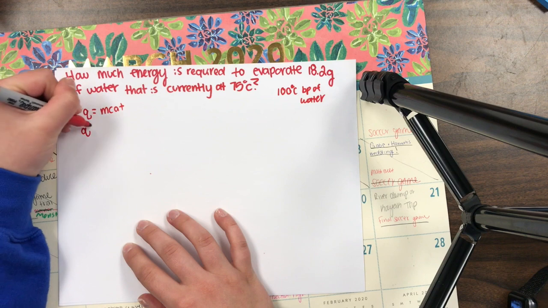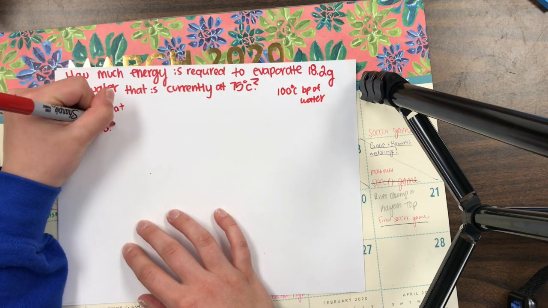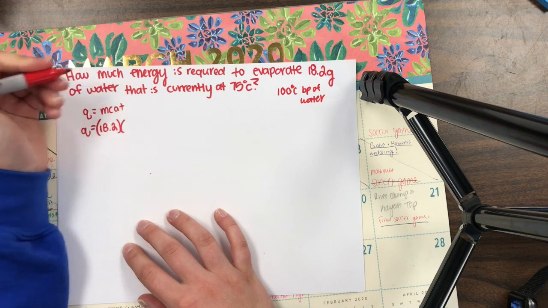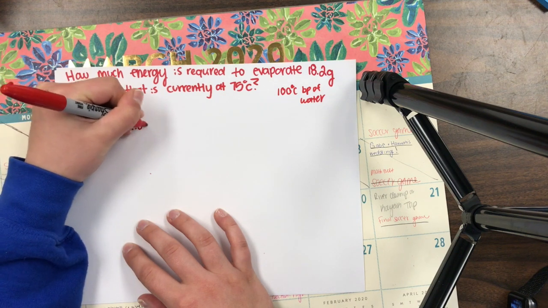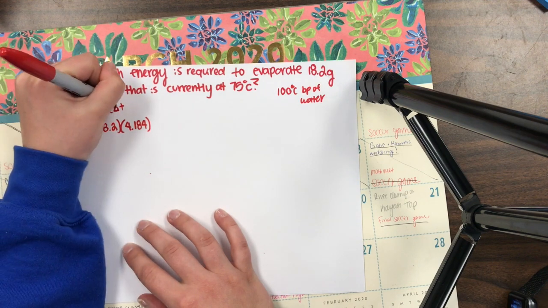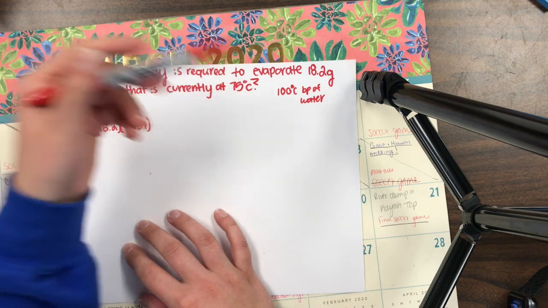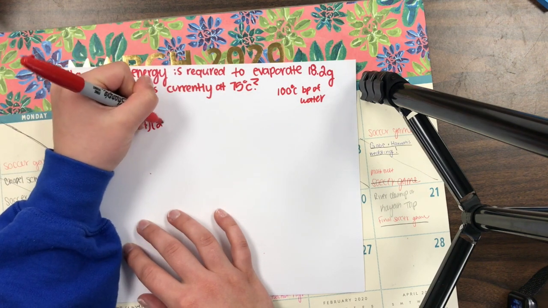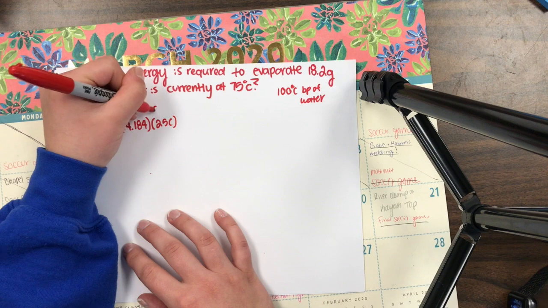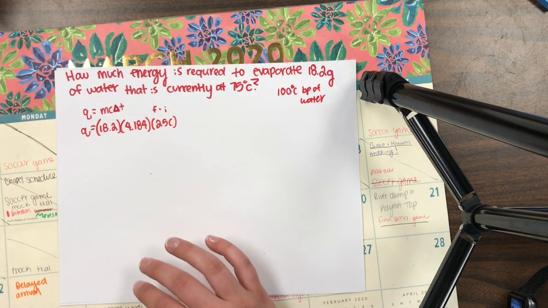My Q is the thing that I'm trying to find. My mass is given to me. It's 18.2 grams. My specific heat of water is 4.184. My delta T is going to be the difference between 75 and 100 degrees Celsius, which is 25. So I did final minus initial over here. I'll go ahead and plug this into my calculator.